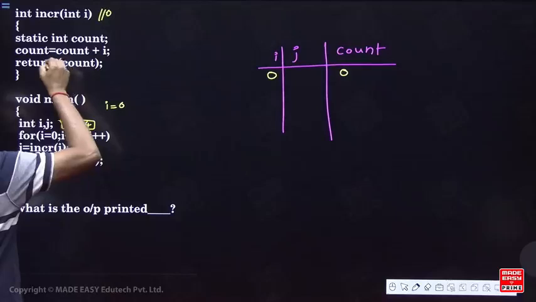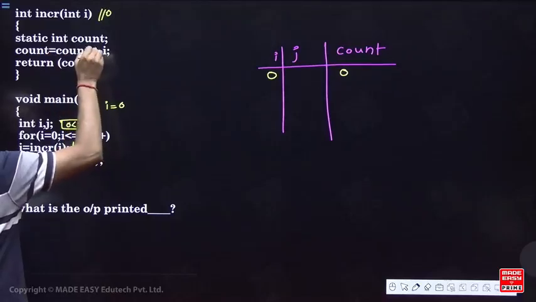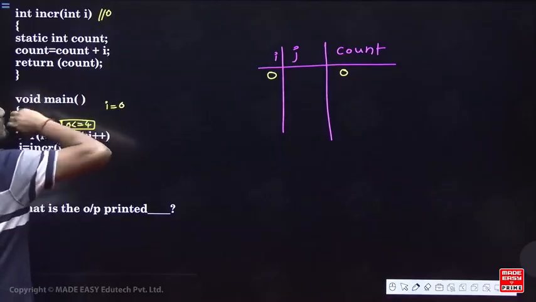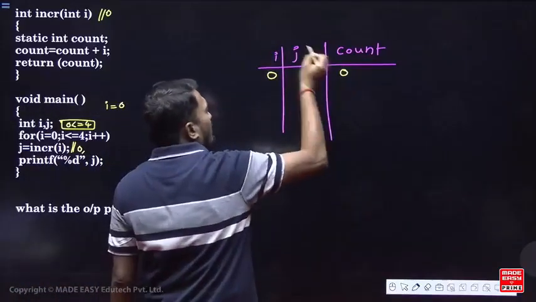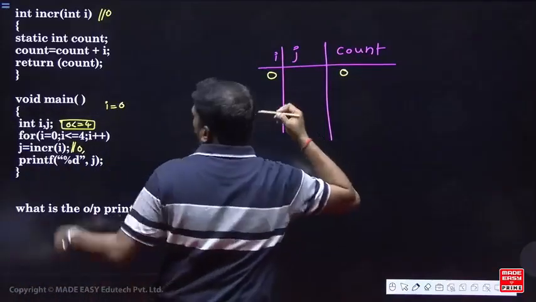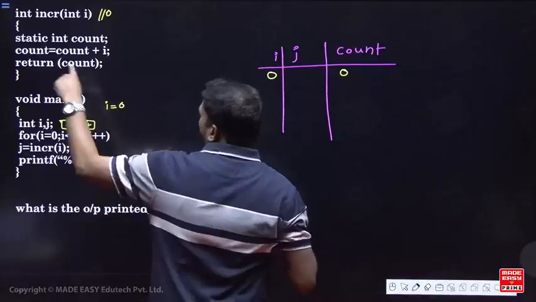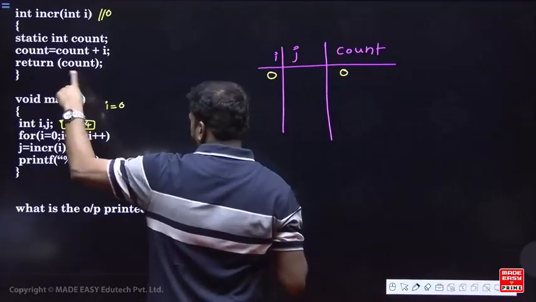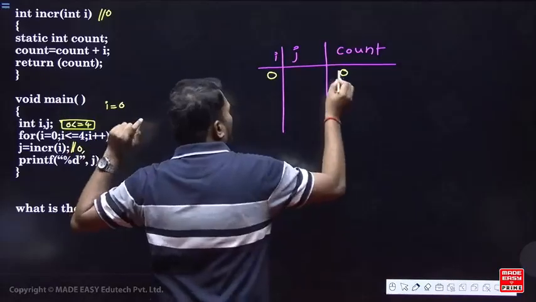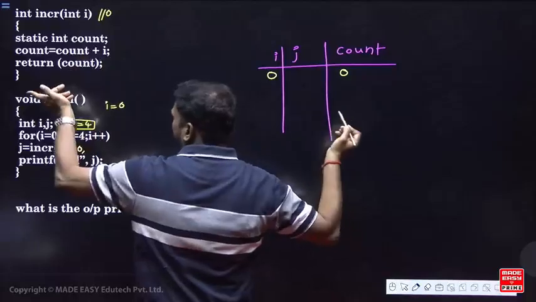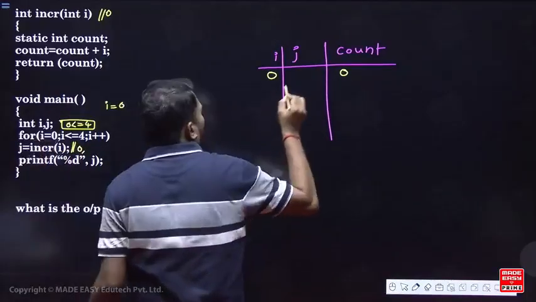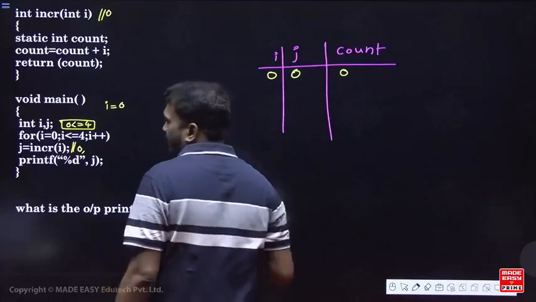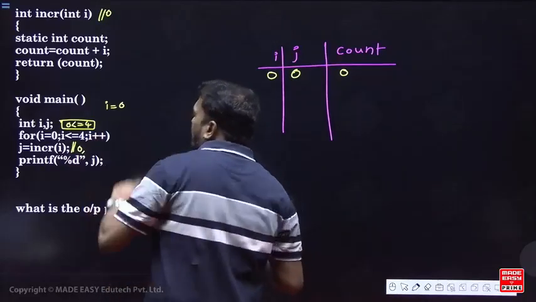Static देखते ही skip करेगा. Count equal to count plus i. Now tell me what is i value received? 0. Count plus i. So count value also 0, i value also 0. So 0 plus 0, that is 0 only. And 0 is returned. Return count. So count value 0 है. Return count. So that return value will be assigned to j. तो बताओ j में क्या receive होगा? 0. Next उसके बाद you say i plus plus.